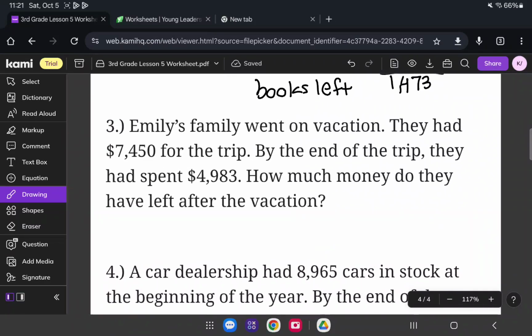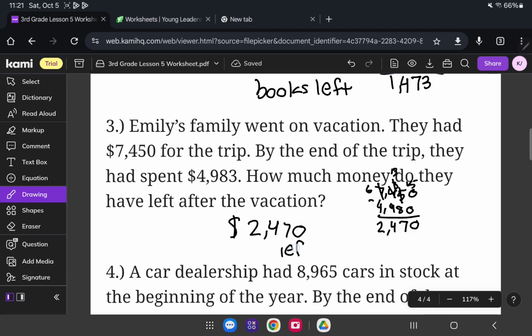All right, so we start out with 7,450, and then they spend 4,980. So that means we lost it. So 0 minus 0 is 0. We make this a 15, make this a 3. 15 minus 8 is 7. And then borrow a 10. So 13 minus 9 is 4. 6 minus 4 is 2. So Emily's family has $2,470 left.